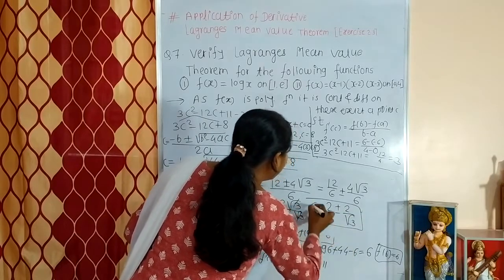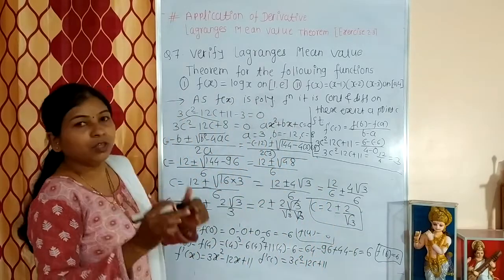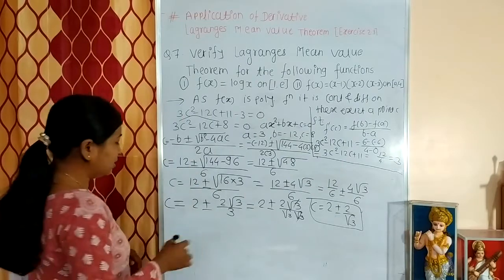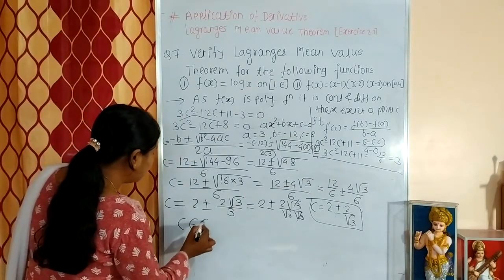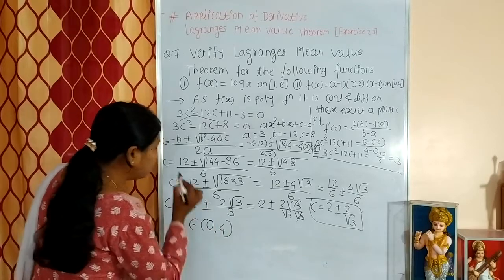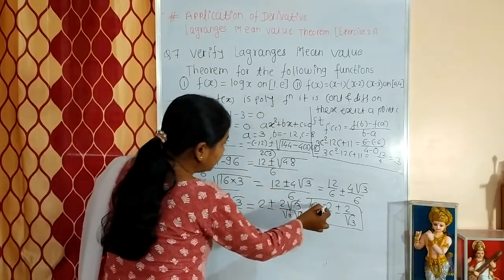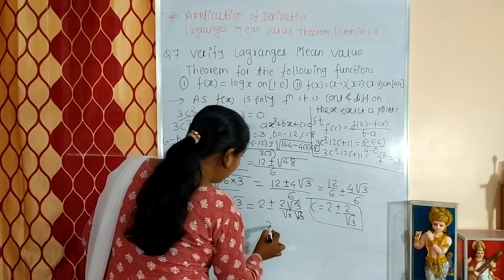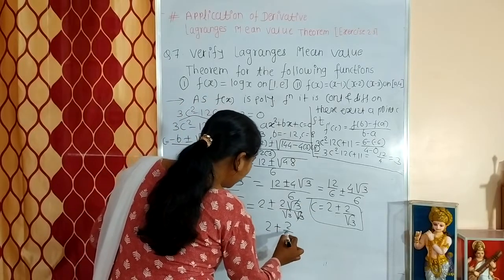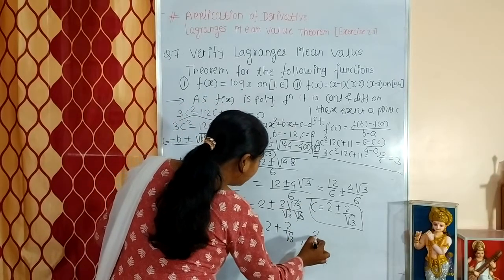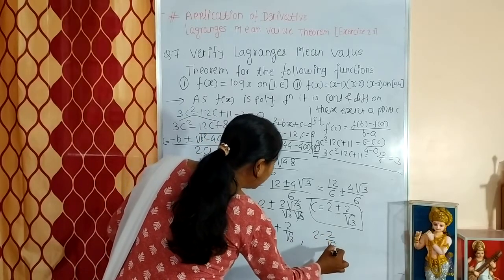That means one value is plus, one value is minus. Okay. Then you have to find the point C such that this C belongs to the open interval 0 to 4, it should be between 0 and 4. Let's see what we get for C. That is, if we take plus then 2 plus 2 divided by root 3, and if we take minus then 2 minus 2 divided by root 3.